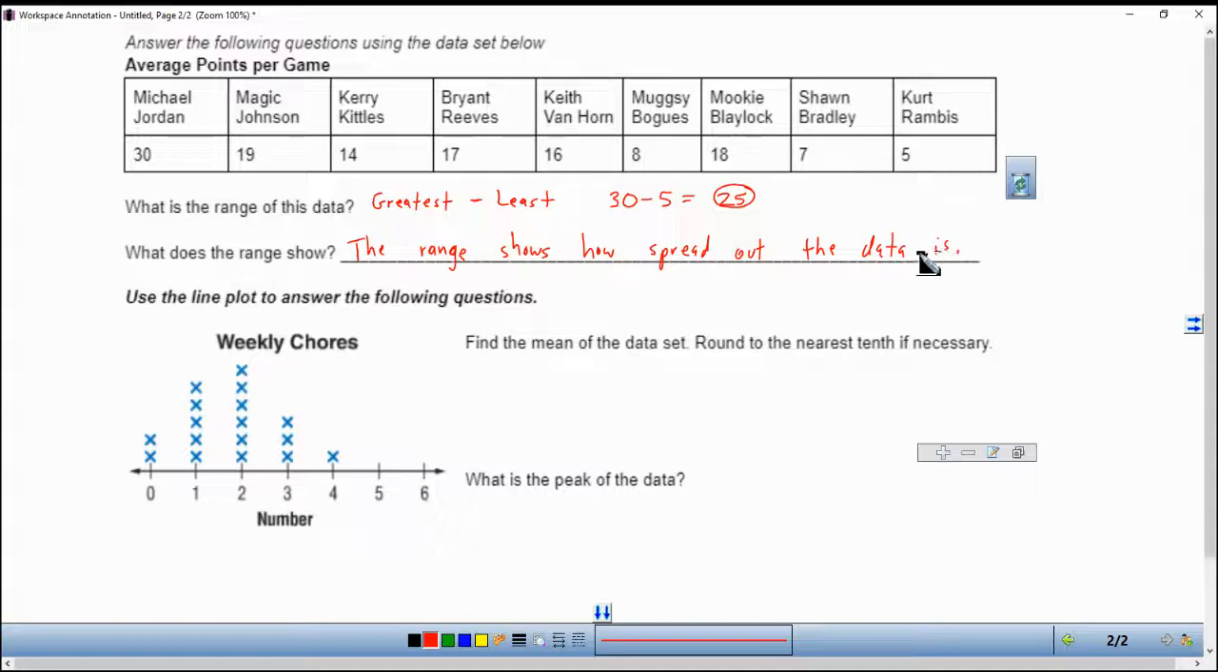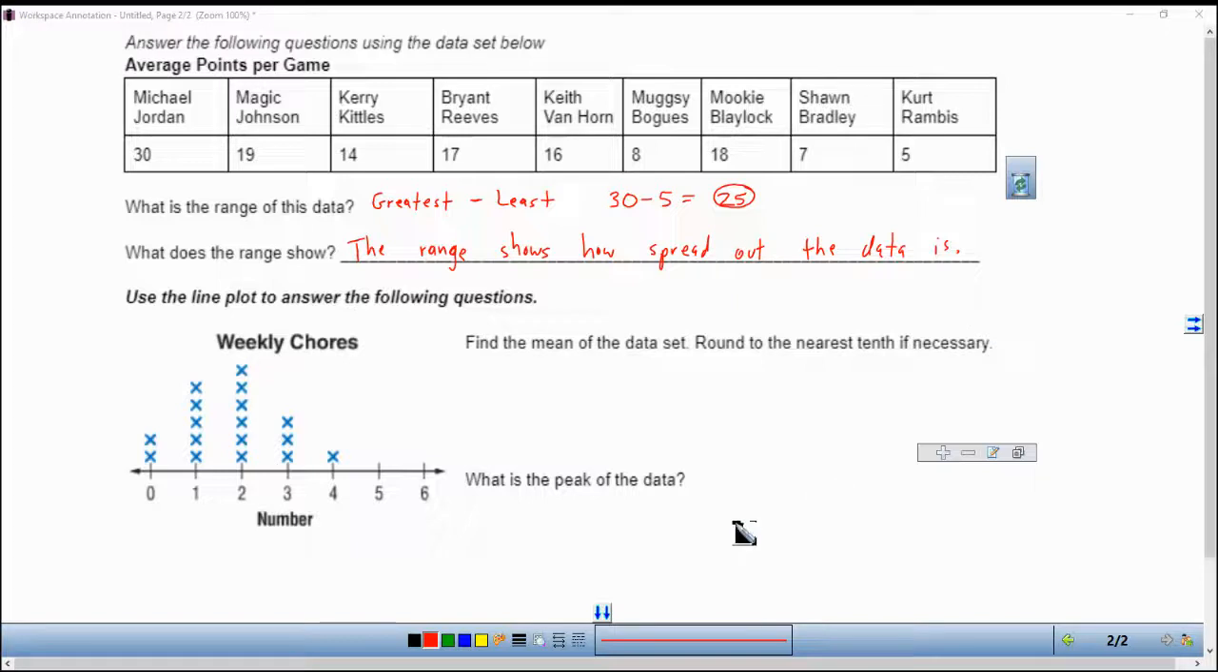are called measures of center. They're trying to find the middle of the data. The range is called a measure of spread. It's supposed to show you how spread out the data is. So the 25 tells us that these players are pretty spread out from the greatest to the least. That's a wide margin. If the most was 30, 25 is a pretty high range.